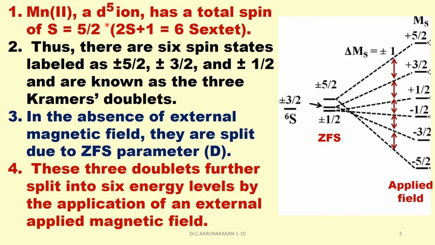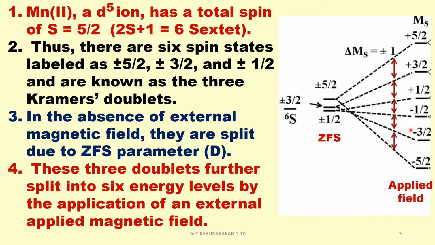Manganese 2 plus ion has d5 electronic configuration with 5 unpaired electrons. Therefore, S is 1 by 2 plus 1 by 2 plus 1 by 2, and so on, for 5 unpaired electrons. Therefore, the total spin S equals 5 by 2. The spin multiplicity is 2S plus 1, equal to 6, sextet. The ground state term symbol of manganese 2 plus ion is S6, sextet state. Therefore, there are 6 spin states.